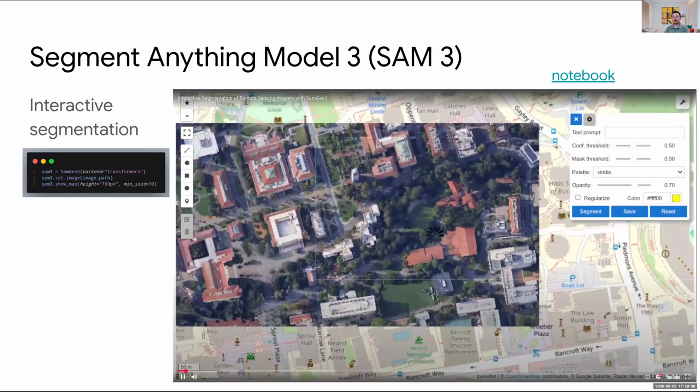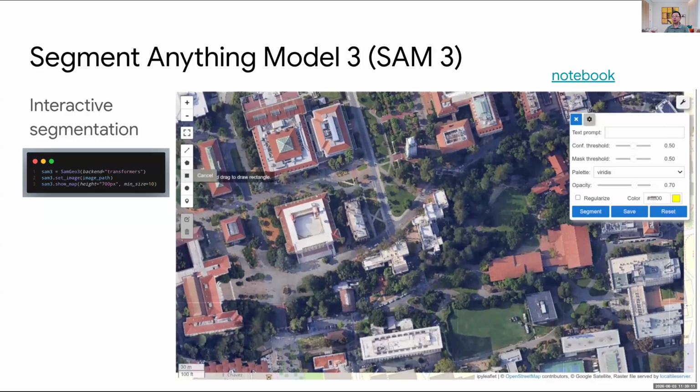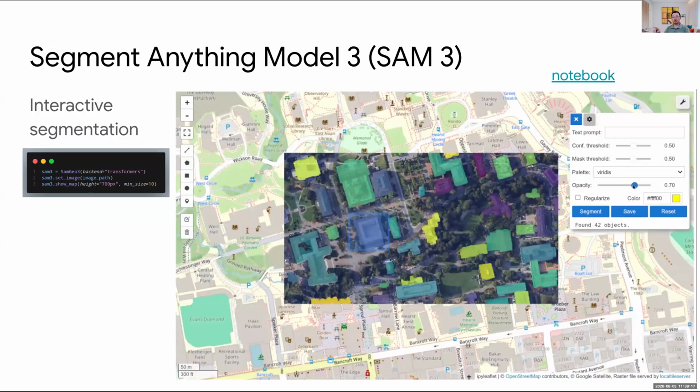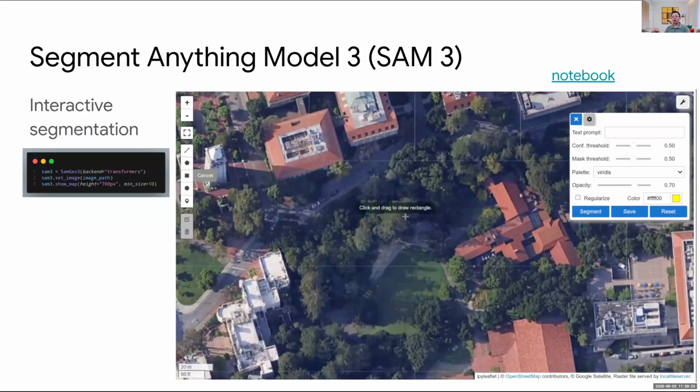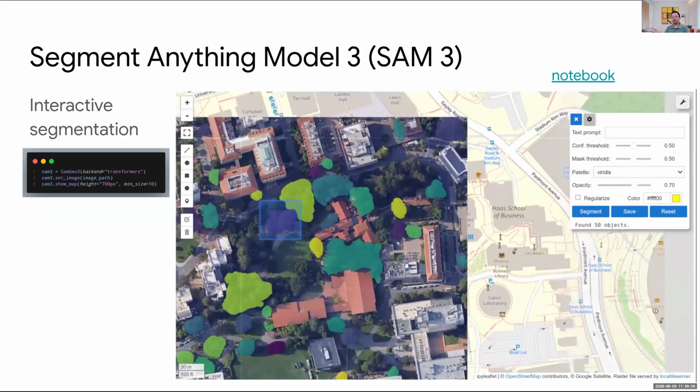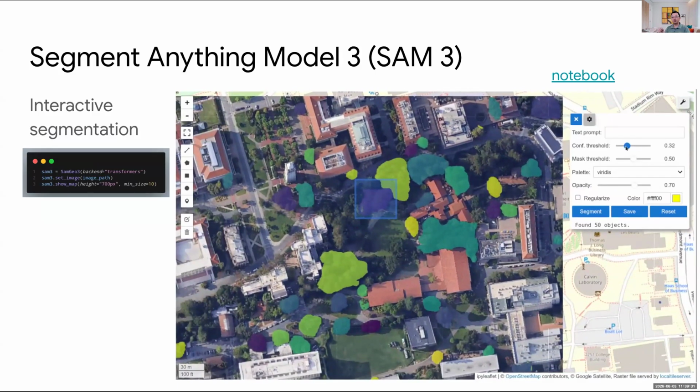You can also do interactive segmentation. The package also has functionality that allows you to, for example, draw a bounding box and then just click one button. It will segment all the objects within the image for you. This is very powerful because you can quickly do some prototyping. You can detect buildings, you can detect trees, and then you can figure out the optimal parameters that are best for your use case. For example, I can just select one object and then detect all the trees.